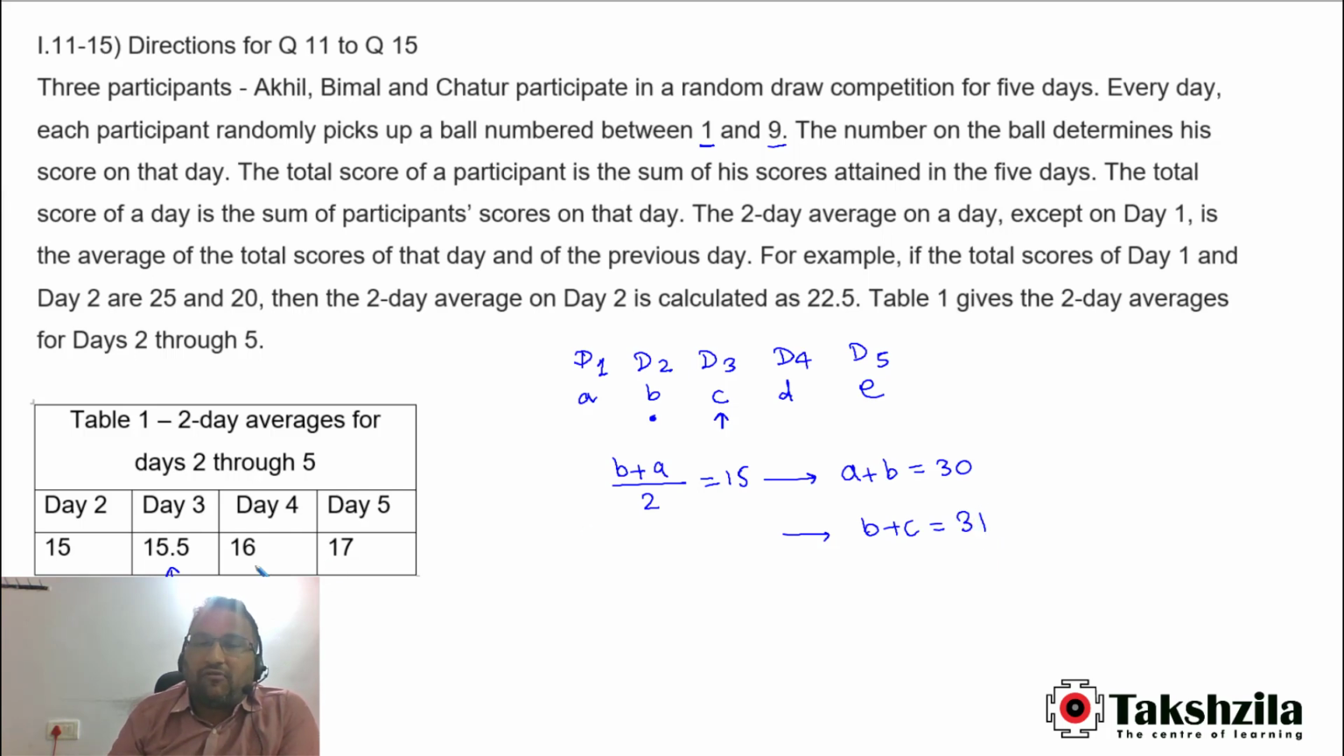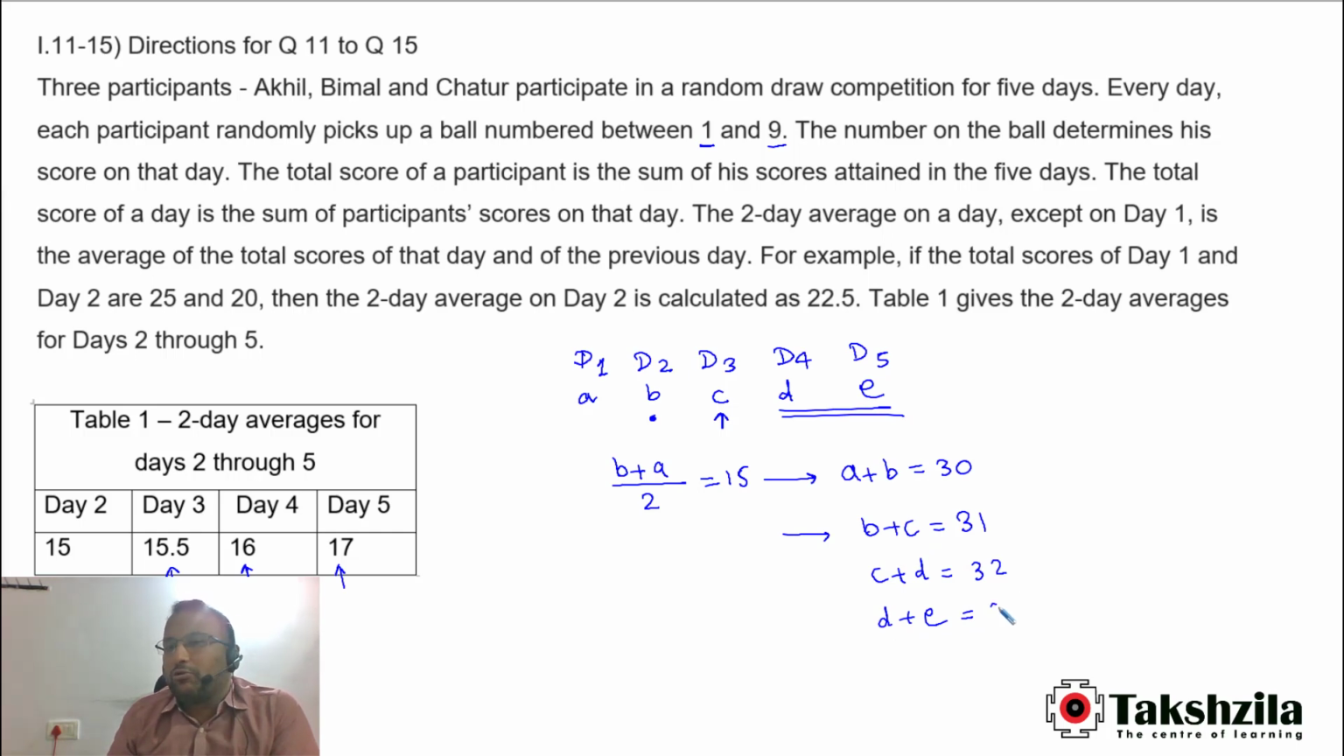After that, for day 4 the 2-day average is equal to 16. It means C plus D, this addition, is equal to how much? 16 into 2, 32. For day 5, the 2-day average is 17. It means the sum of D plus E is equal to 17 into 2, that is equal to 34. This is what we can conclude from this table.